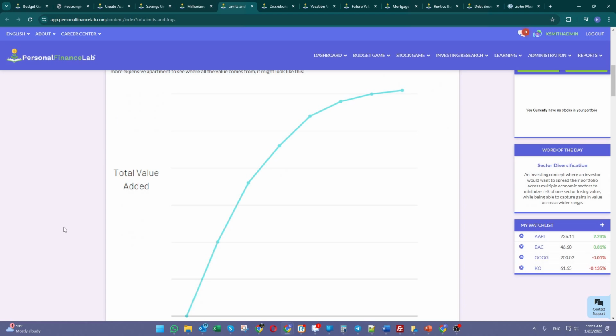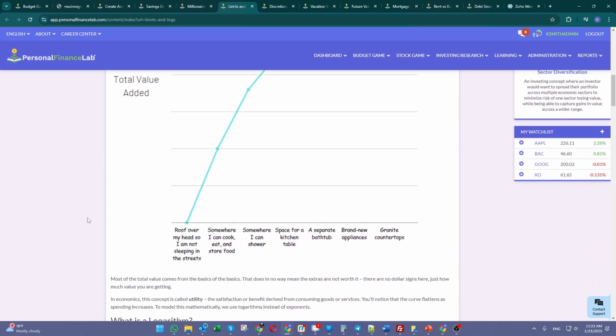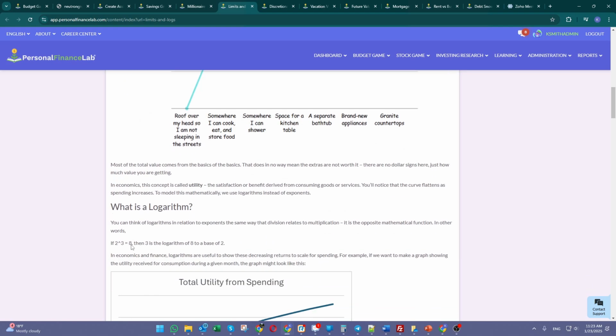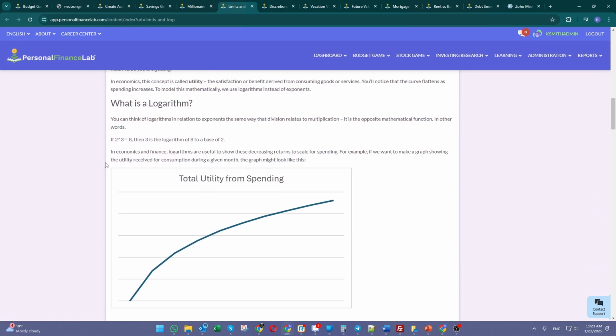And so that's where we have this total value added concept, where it's showing you're going to get a little bit less value the more you spend. And this is an example of buying a house or renting a house. So where's the most value coming from? It's actually at the earlier parts. And then it connects that to logarithms. So it defines what a logarithm is, and then shows that using a logarithm you can easily plot a function that has decreasing returns to scale.